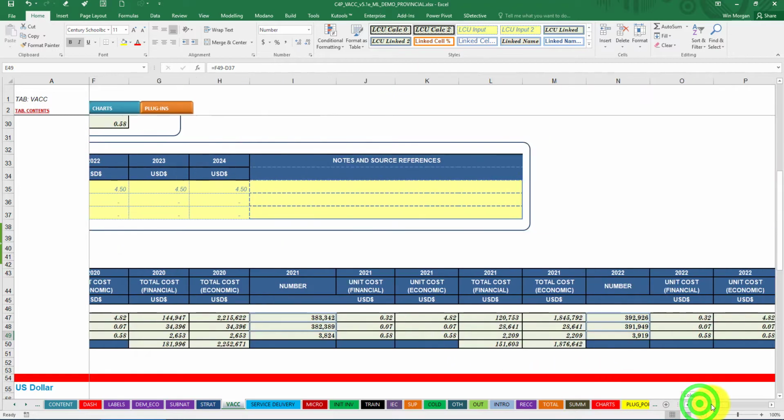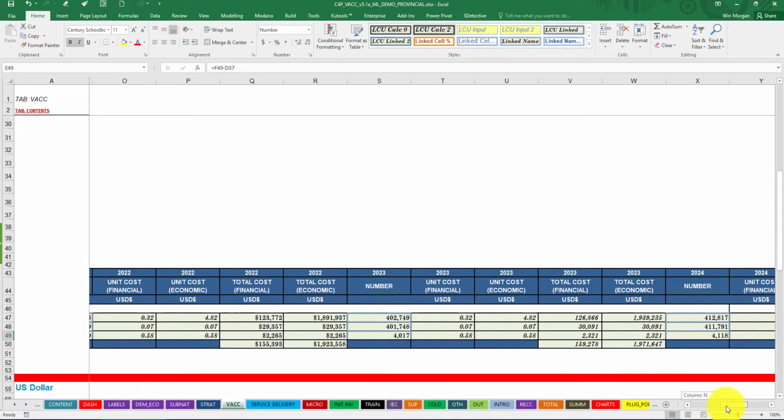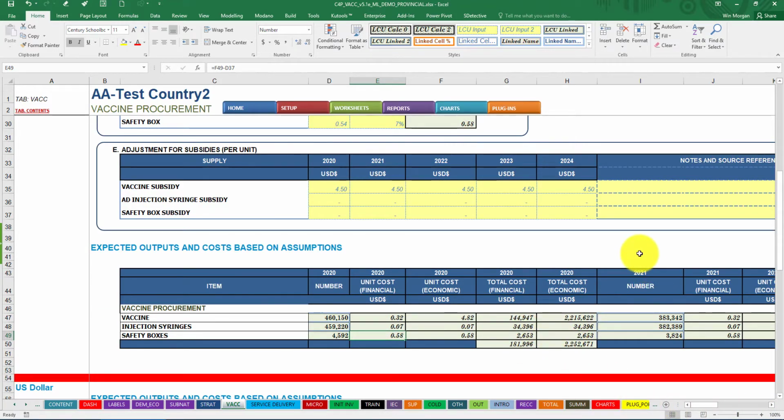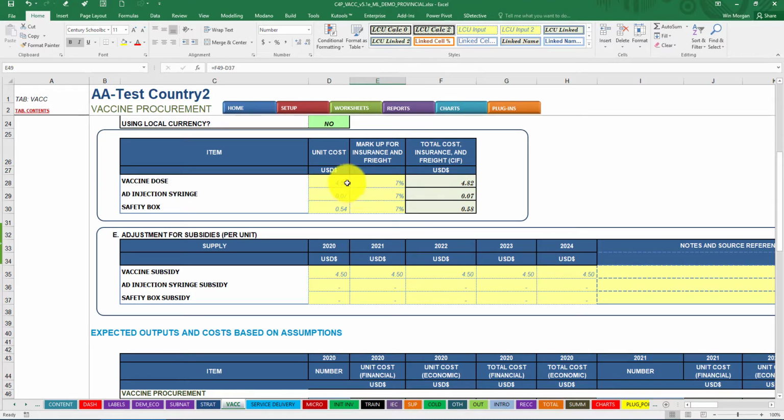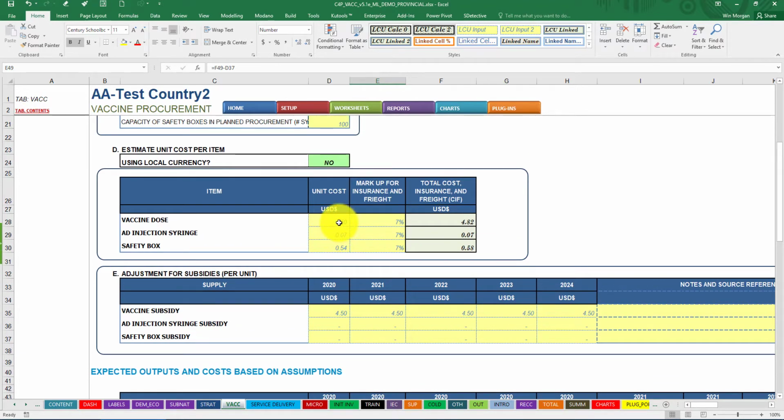And it's going to figure it out by year for you based on the number that you're going to have to procure. Just so you know, you can't change the initial unit cost from year to year, but you can change the vaccine subsidy that you're getting from year to year. So for example, if you were only getting subsidies for the first year and then you weren't getting any more subsidies after that, you could put this number for subsidy at $0 for the last 2 years, and then the tool will adjust what your costs are accordingly.